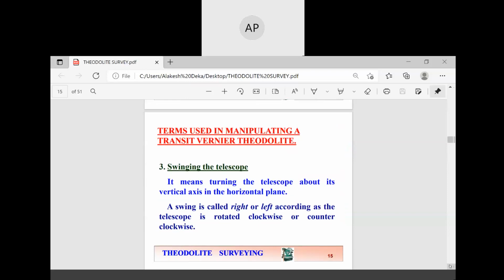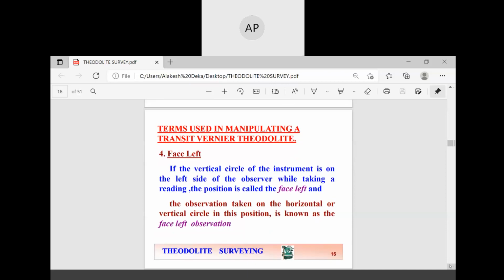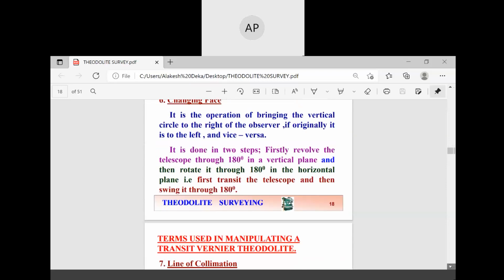Swinging the telescope means turning the telescope about its vertical axis in the horizontal plane. If you turn the telescope about the vertical axis, that is your swinging. A swing is called right or left according as the telescope is rotated clockwise or counterclockwise. Face left: if the vertical circle of the instrument is on the left side of the observer while making a reading, the position is called face left. The same applies for face right, changing face.